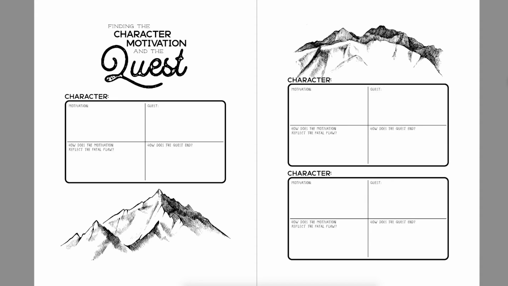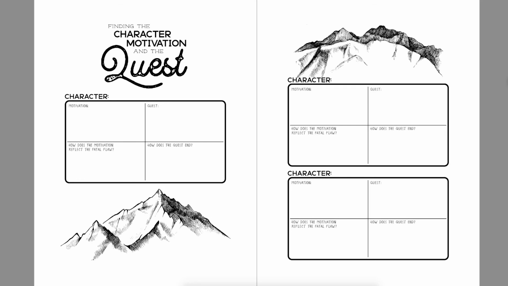All right, so you're going to do this for each character, find the character's motivation and the quests that they are going to go on. So Katniss's motivation is that she wants to come home. She wants to come home to her family. Her quest then is that the only way she can come home is to win the Hunger Games and to survive. This isn't a quest that she chose at all, but it is the quest that she's on.